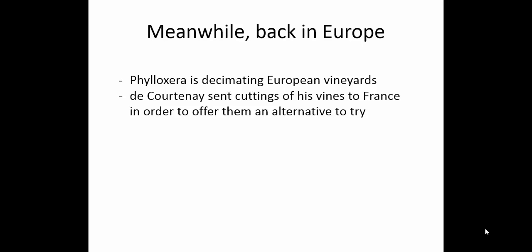Meanwhile, back in Europe, phylloxera is decimating the European vineyards. And Justin Decourtenay, who we spoke about a few slides ago, sent cuttings of his vines to France in order to offer them an alternative to try in their vineyards, because the fact was that phylloxera was basically devastating all of the Vitis vinifera, or the indigenous vine species that were planted throughout Europe. And he felt, as a favor to his Burgundian colleagues and friends, that perhaps if they were to put these American vine species in the ground, it would be different.